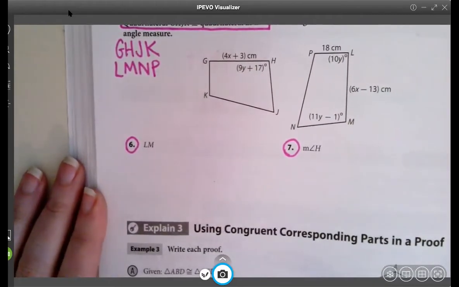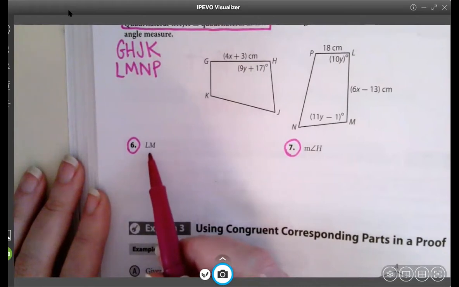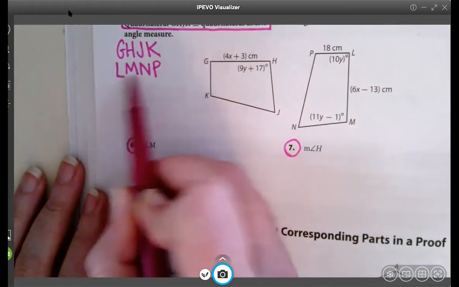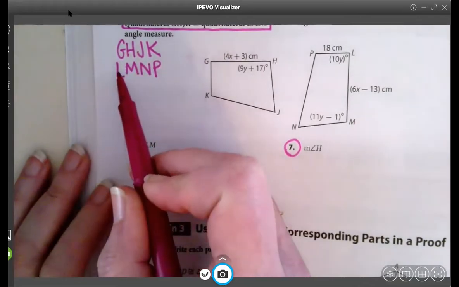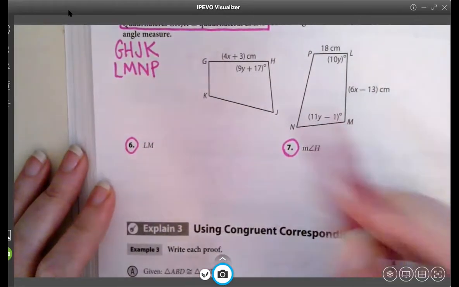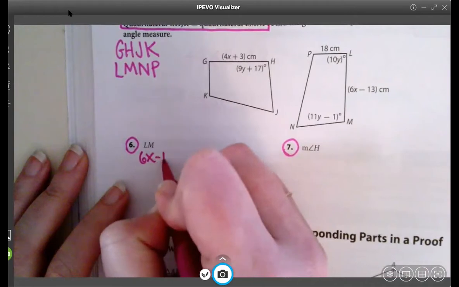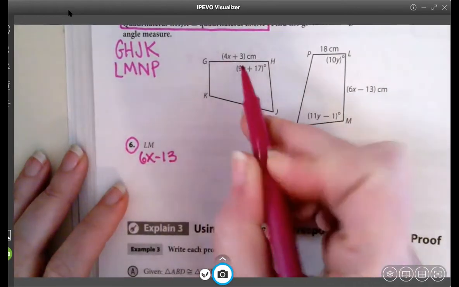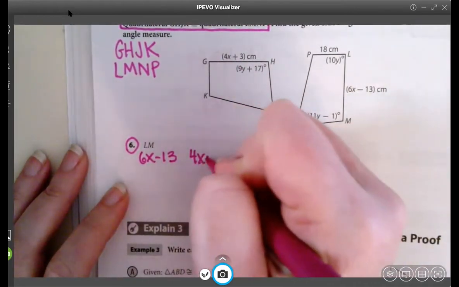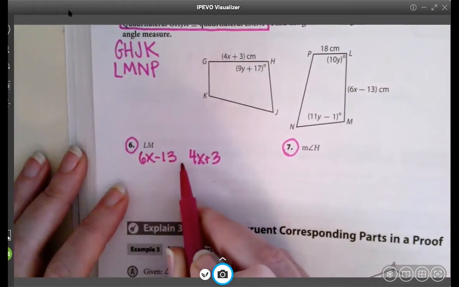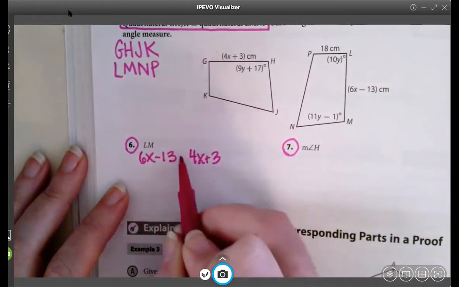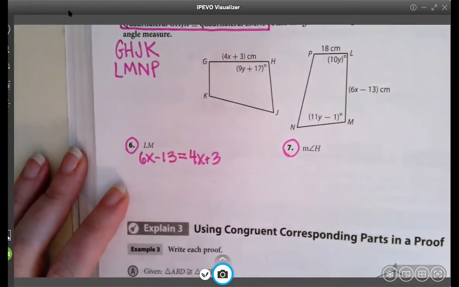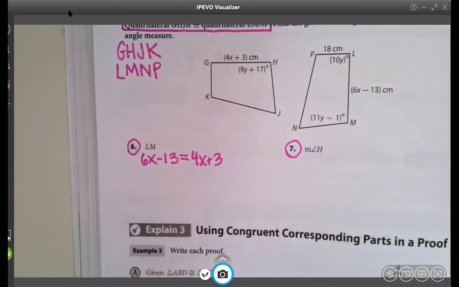Let's start number 6 this way. LM should have been congruent with what other line? Because LM and GH are both first and second. So LM is 6x minus 13. And GH is 4x plus 3. And then what do I do in between here? Add, subtract, multiply, divide, equal what? Equal. Yep. If the lines are congruent, then their expressions or measures are equal. So there we got the setup. Any questions on how we set that up?